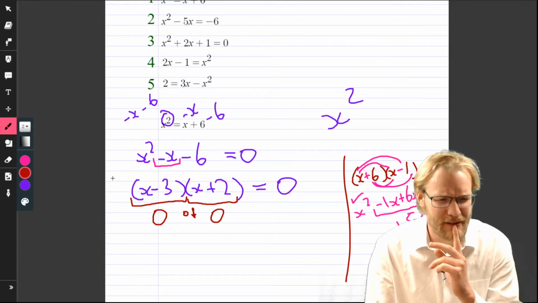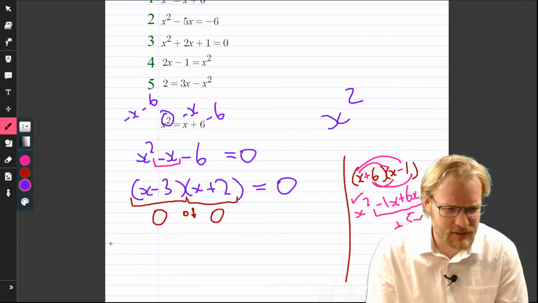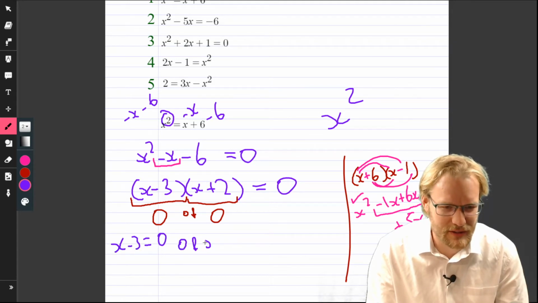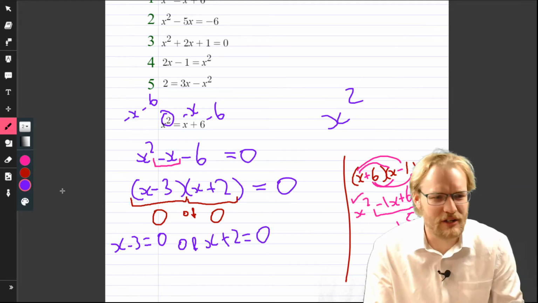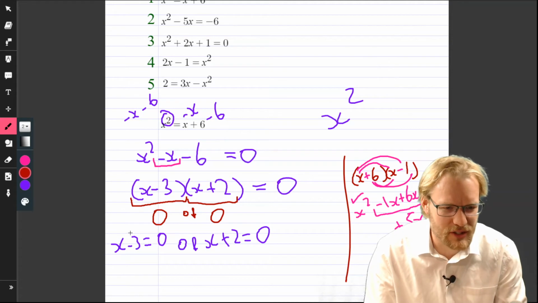Well, that's easy. This bracket, x minus 3, should be 0. Or this bracket, x plus 2, should be 0. And then just focus in on one equation at a time. So for this one, x minus 3 equals 0.